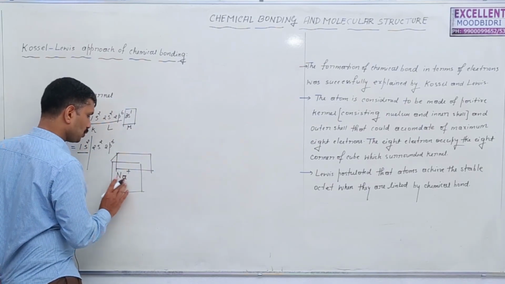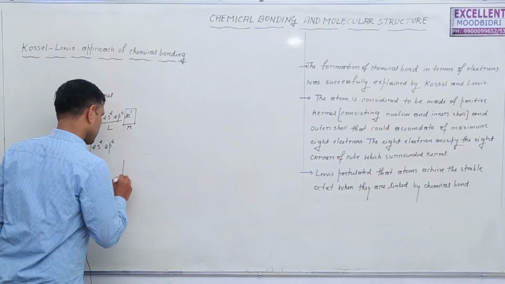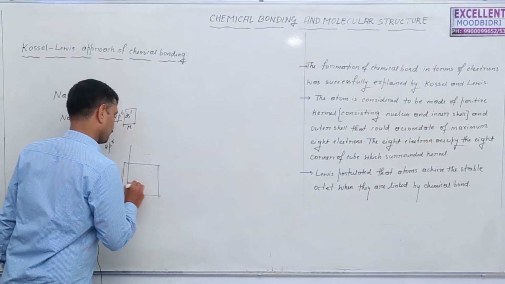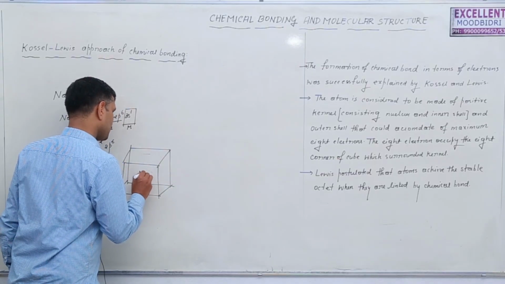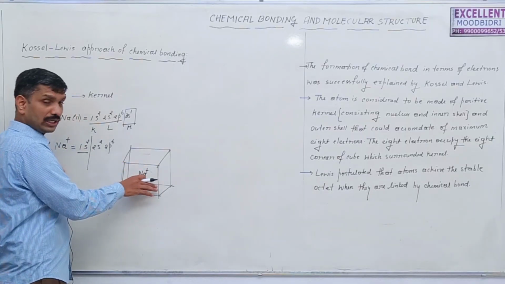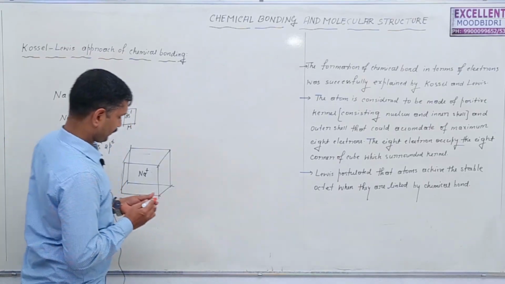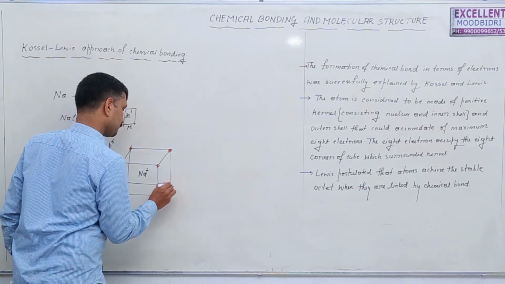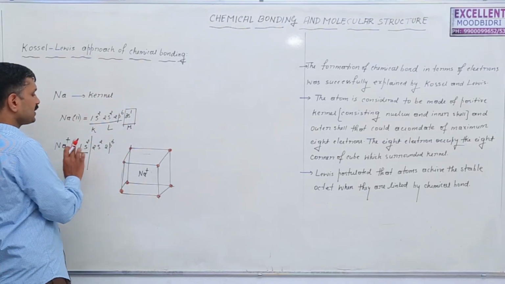This is a cube I consider here. Suppose this is sodium Na plus. Here the kernel plus outermost electrons must be 8. How many electrons are there? 6 plus 2, 8 electrons are present here. These 8 electrons must occupy the 8 corners of the cube. It's a condition. Now the atom is stable. Yes, now Na plus is stable.